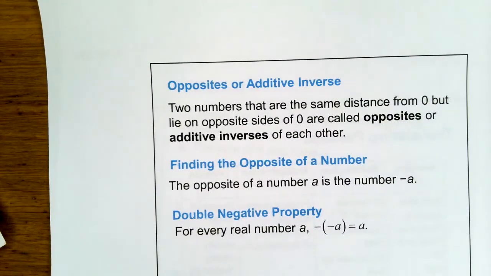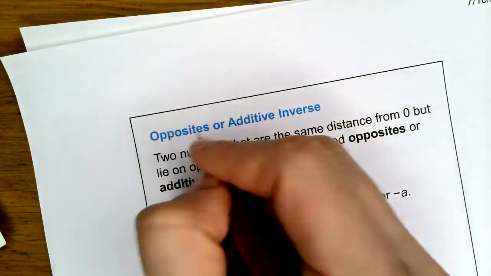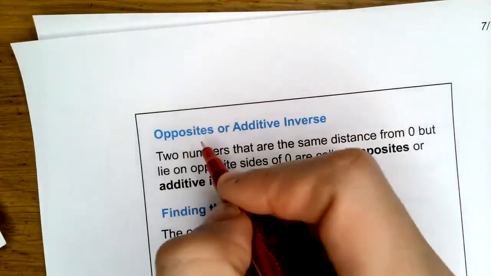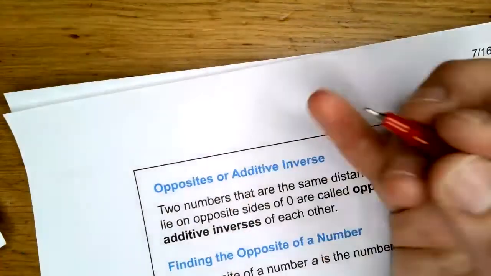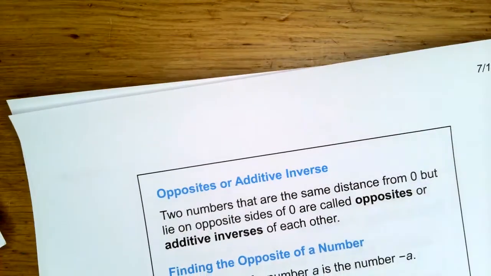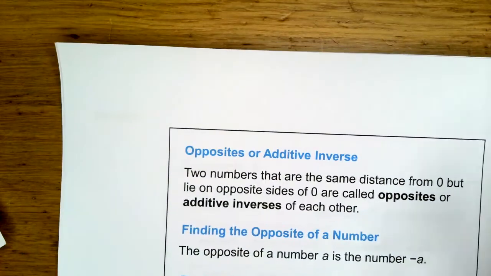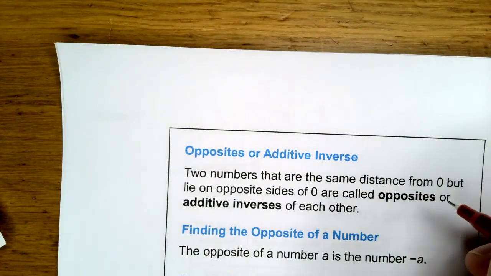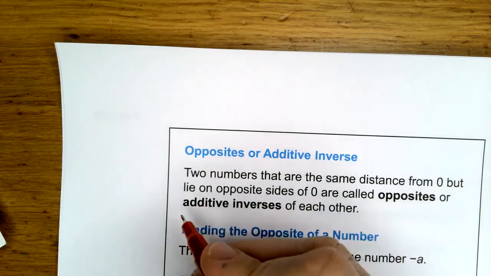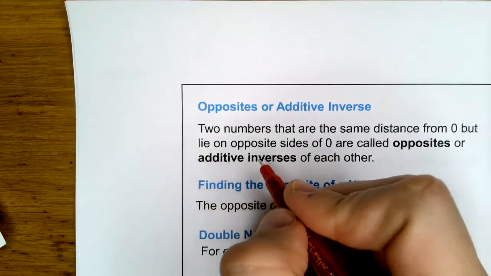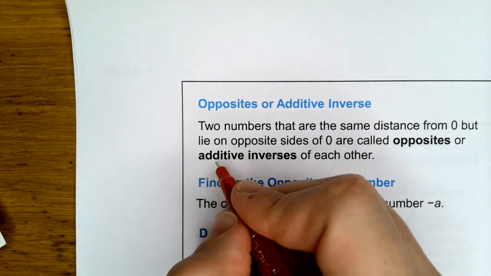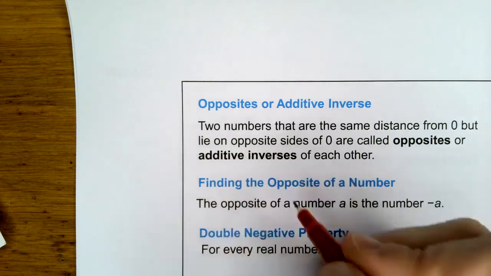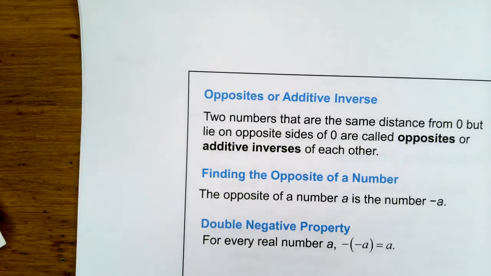Opposites or additive inverses. These are two terms you can exchange. We obviously use opposite more than we use additive inverse, but additive inverse is more technically accurate, I guess you could say. So there are two numbers that are the same distance from 0, but lie on opposite sides of 0. We call it an additive inverse because if you took the inverse or the opposite of the number and added it to that number, you would get 0 again, okay?